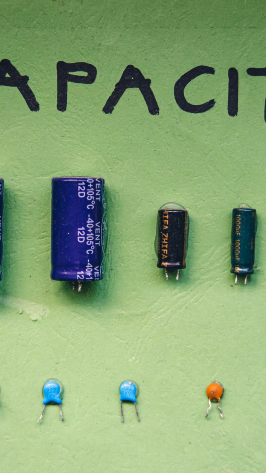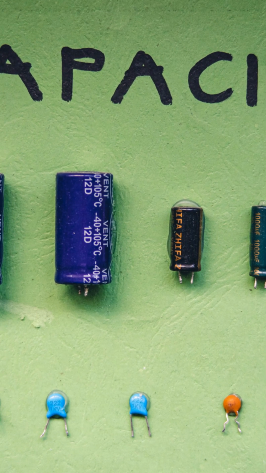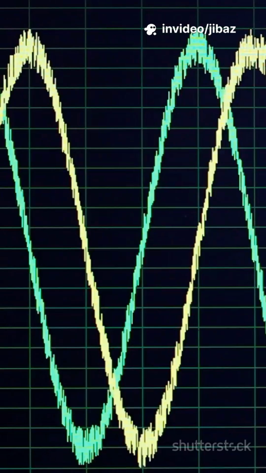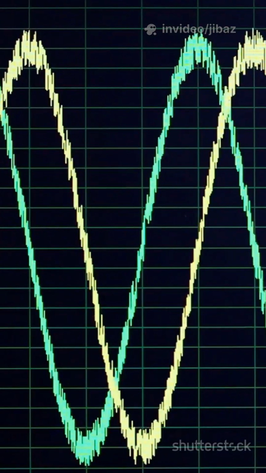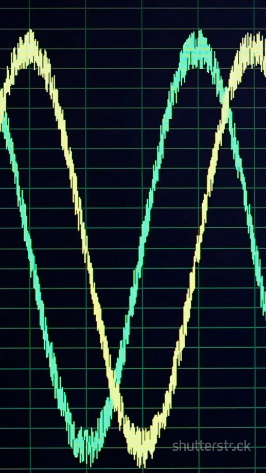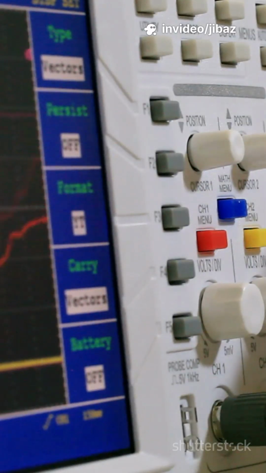After rectification, our DC still looks like a series of ripples. To make it smooth, we use filters, typically capacitors, inductors, or a combination of both. When a capacitor is connected across the output, it charges during the diode conduction and discharges when the voltage drops. This fills the gaps between the pulses, reducing the ripple. The larger the capacitor, the smaller the ripple, but too large, and you risk high inrush currents.